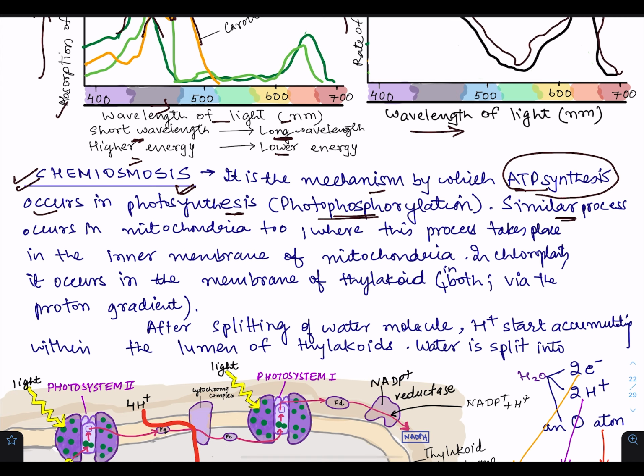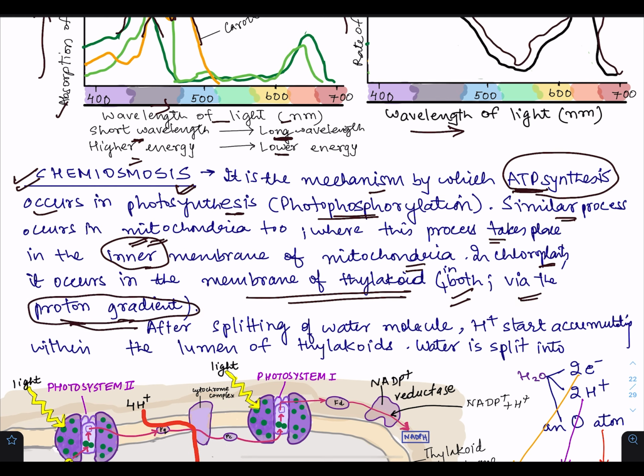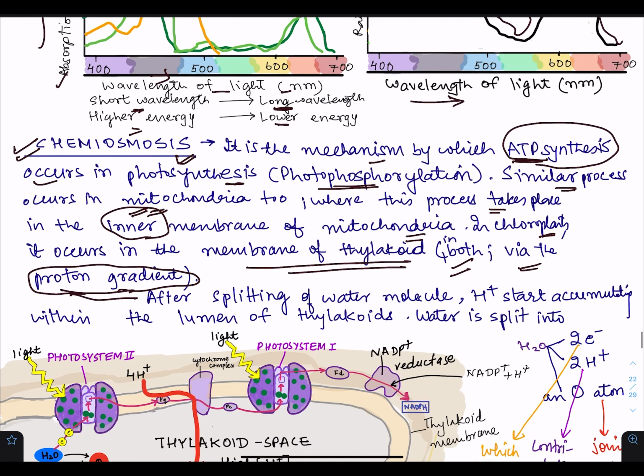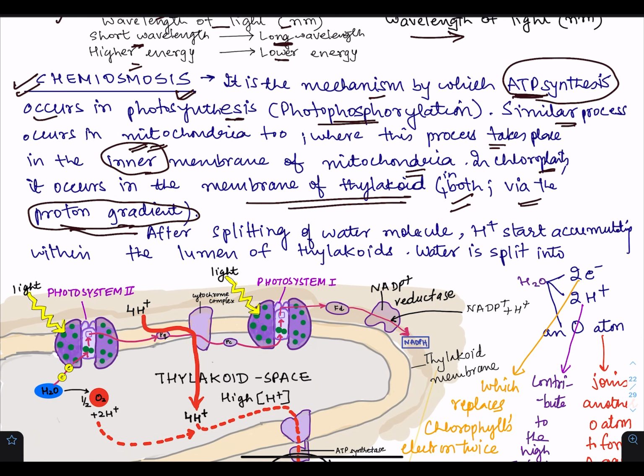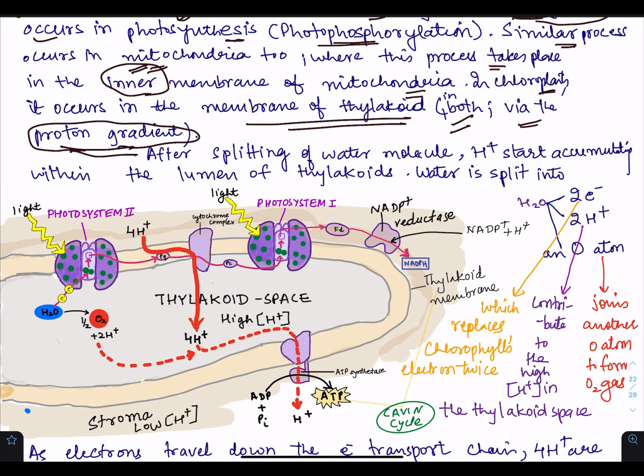A similar process occurs in mitochondria. So this mechanism of ATP synthesis occurs in mitochondria too, where this process takes place in the inner membrane of mitochondria. Here in chloroplast, it occurs in the membrane of thylakoids. And in both, it occurs via the proton gradient. So we'll learn what is actually a proton gradient. See, we see this diagram.